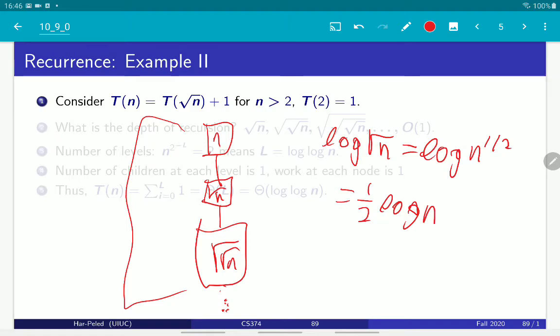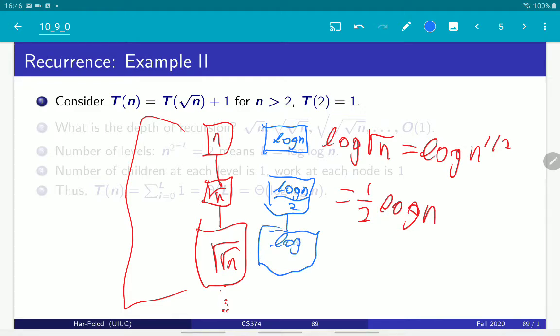So really, if you write down the number of bits in each number instead of n, then this is log n, this is log n divided by 2, next level is log n divided by 4, and so on. So in particular, the ith level is going to be log n divided by 2 to the i, and we have to continue until this becomes smaller than 1.